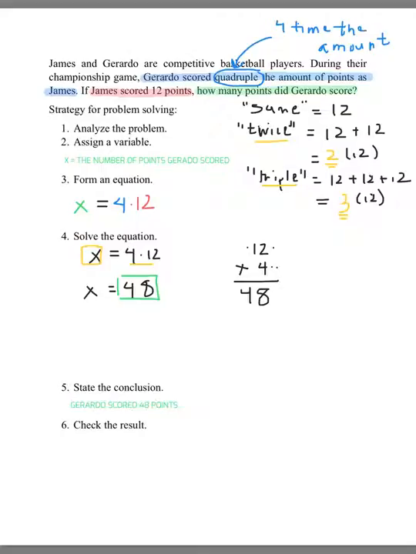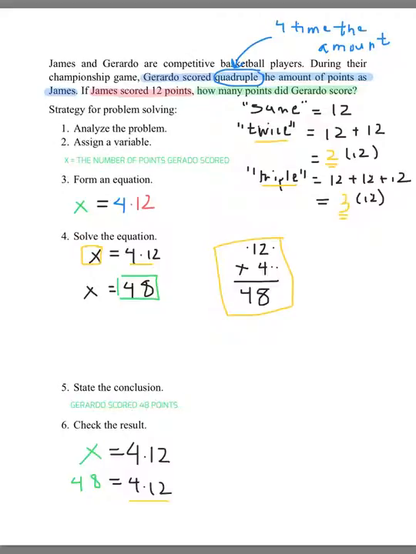So now let us go ahead and check the result. So again, we'll start off with the original equation found in step 3. That is, we'll use x is equal to 4 times 12. However, now we know the numerical value of x. We know x is equal to 48. So we're going to go ahead and substitute that in for x. And the remainder will stay exactly the same, 4 times 12. And luckily for us, we already did 4 times 12. We know that to be equal to 48. So we'll go ahead and substitute that in there.